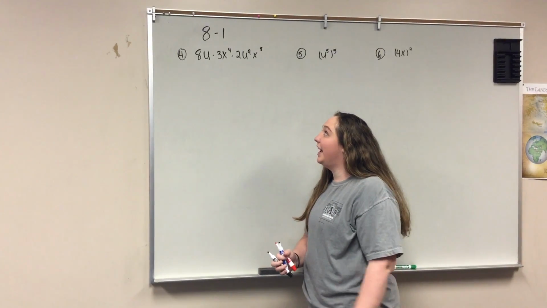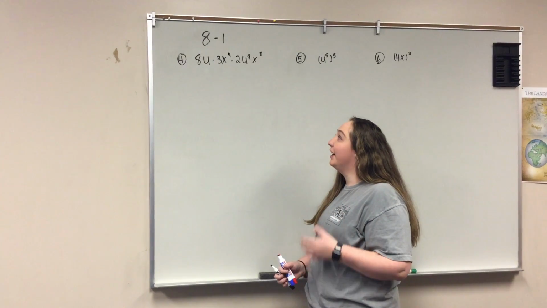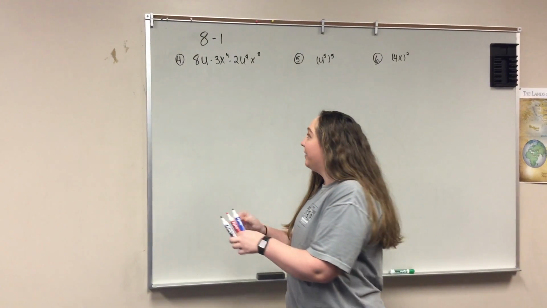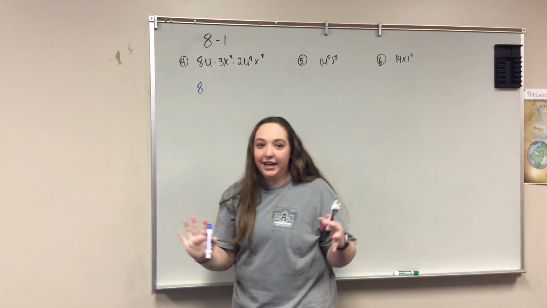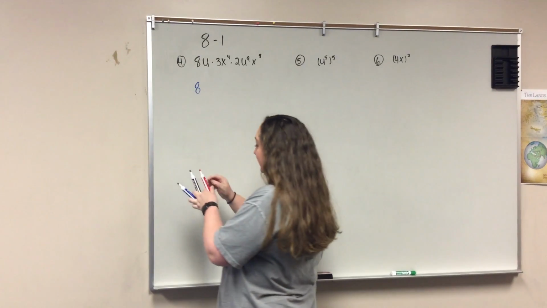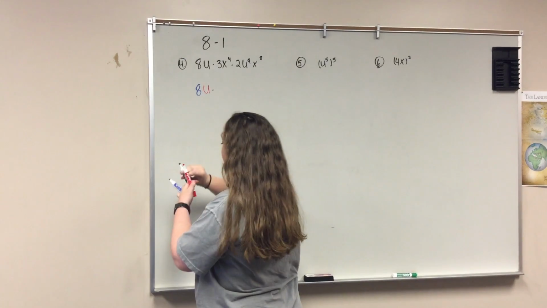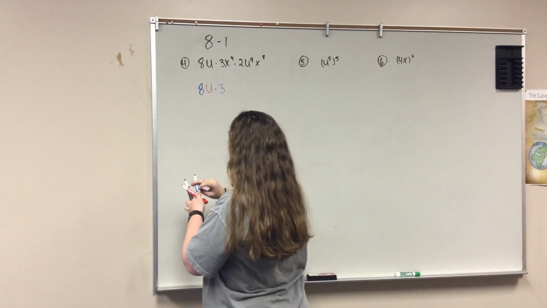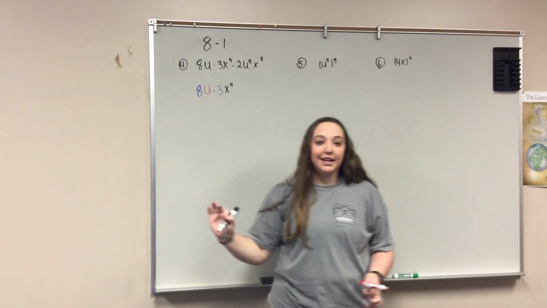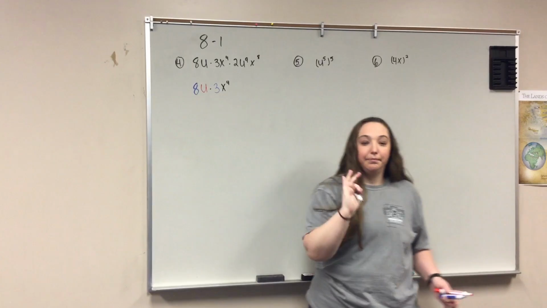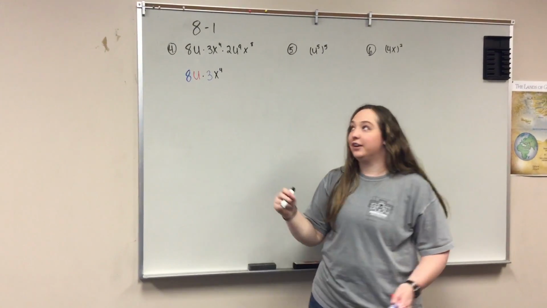8u times 3x raised to the 4th power times 2xu raised to the 9th power x raised to the 8th power. So I'm going to write each one of these in a different color so I can separate and see what's going on. So 8u times 3x raised to the 4th power. Okay, and the reason I put the x and the 4 both in black is because they go together, and later on I'm going to need to keep in mind that they go together.